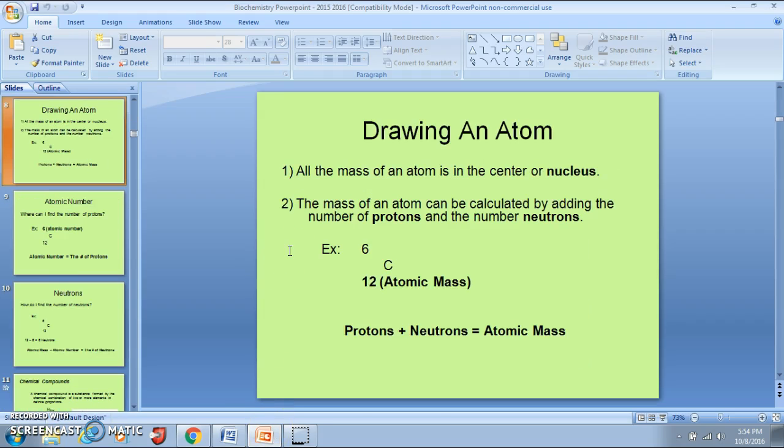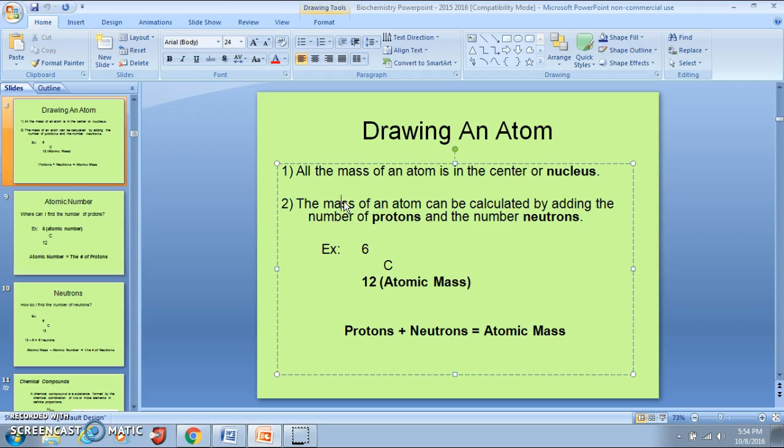Now, within an atom, all of the mass of that atom is held in the center, the nucleus of the atom. That's because electrons, which are the only thing that's outside the nucleus, have a tiny, tiny mass, so we don't even consider their mass. We determine the mass of an atom by adding the number of protons and the number of neutrons, because that's what's in the nucleus of the atom. For example, we have carbon-12 here, and this is kind of what you would see on a periodic table. This would be the symbol for carbon.